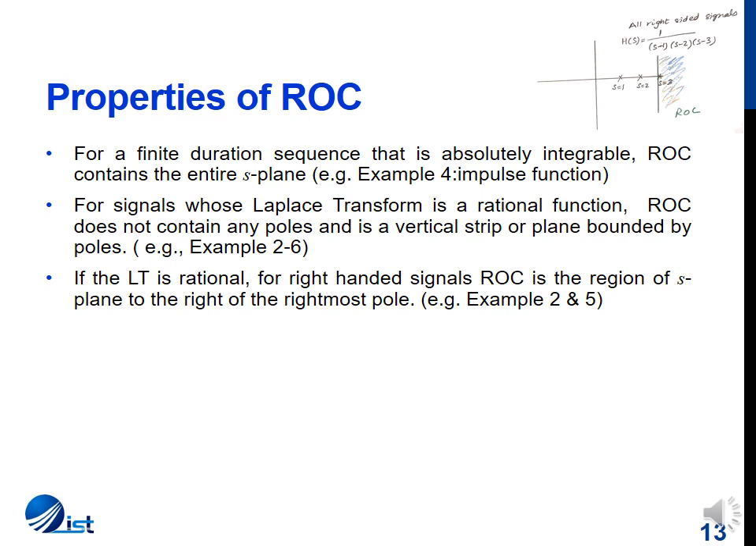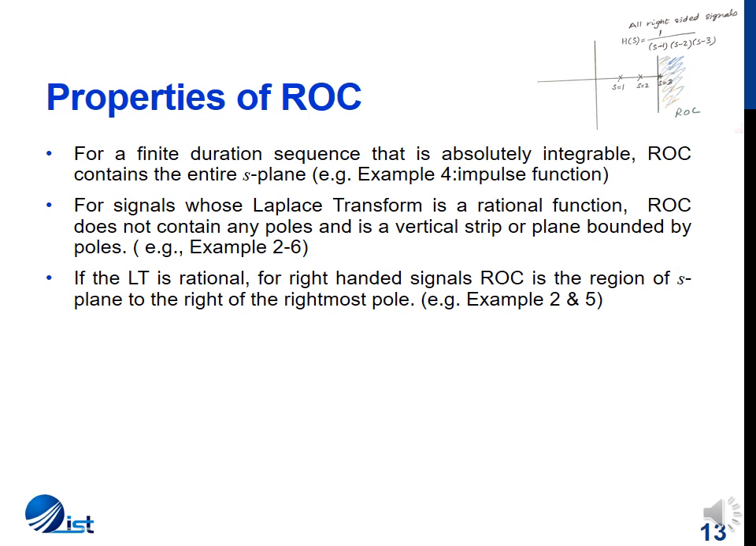The third property: in case the Laplace transform is rational, for right-hand sequences the ROC is to the right of a pole, and in case it has multiple poles, it is to the right of the rightmost pole. For example, in example 2, we had a right-hand sided sequence which had only one pole, and we saw that the ROC is towards the right of the pole.